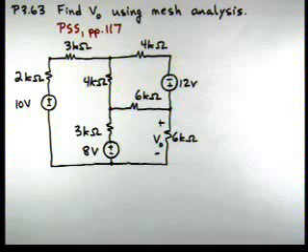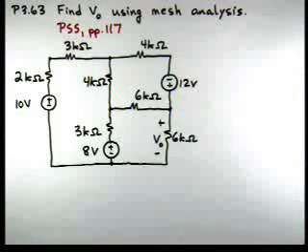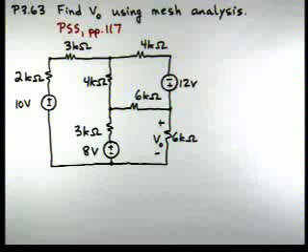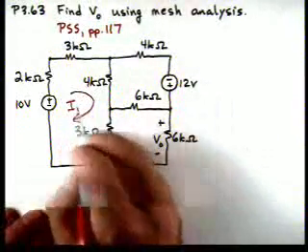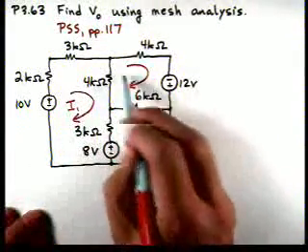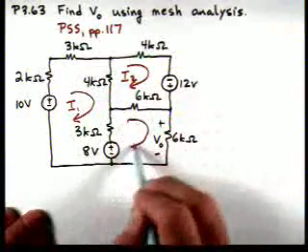Okay, this is problem 363 in the problem solving videos, and in this problem we're going to find V0 using mesh analysis, and we're going to be using the problem solving strategy on page 117, and it starts out and says to assign a mesh current to each independent loop, and we're going to do the following assignments. We'll assign current I1, current I2, and current I3.